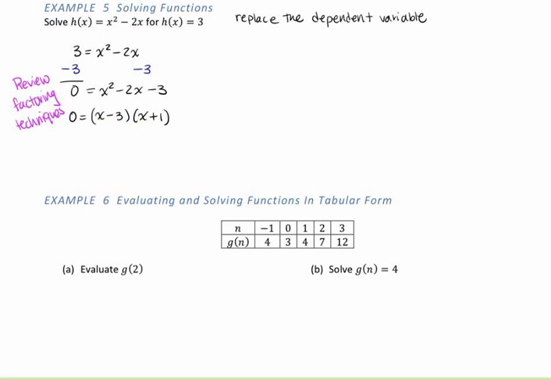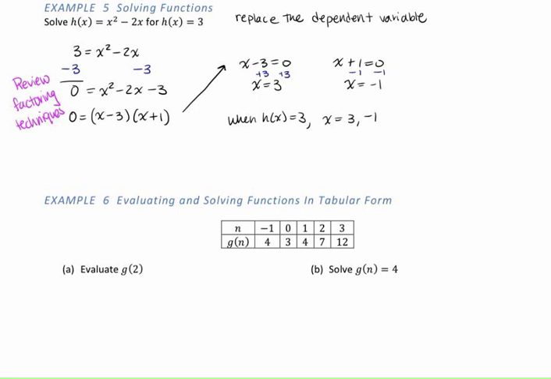When the product of any number of terms gives us 0, we know that at least one of them has to be 0. That's because any number multiplied by 0 is equal to 0. So this tells me that x minus 3 equals 0 and x plus 1 equals 0. So x equals 3 and x equals negative 1. I skipped a little step here. I added 3 to both sides here and subtracted 1 from both sides here. Now I know when h of x equals 3, x equals 3 and negative 1. I have 2 answers.